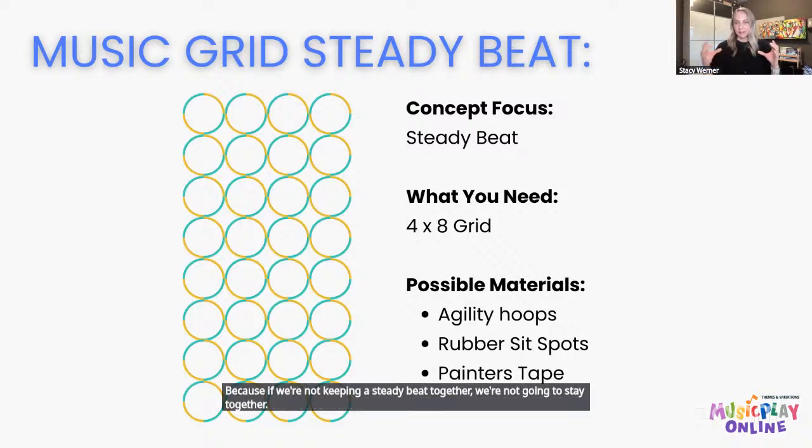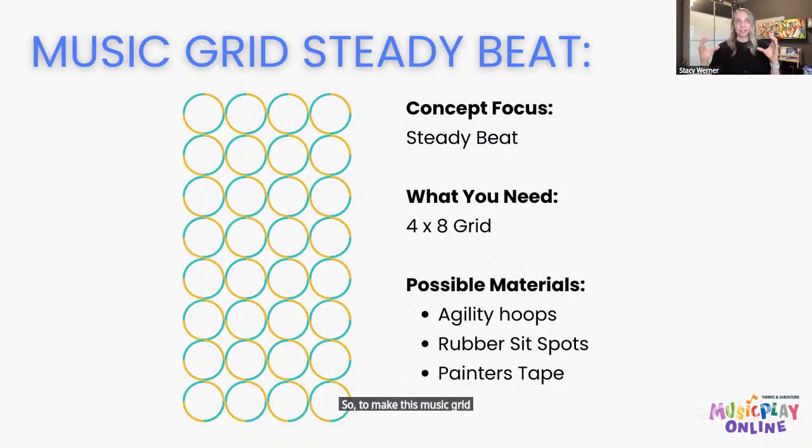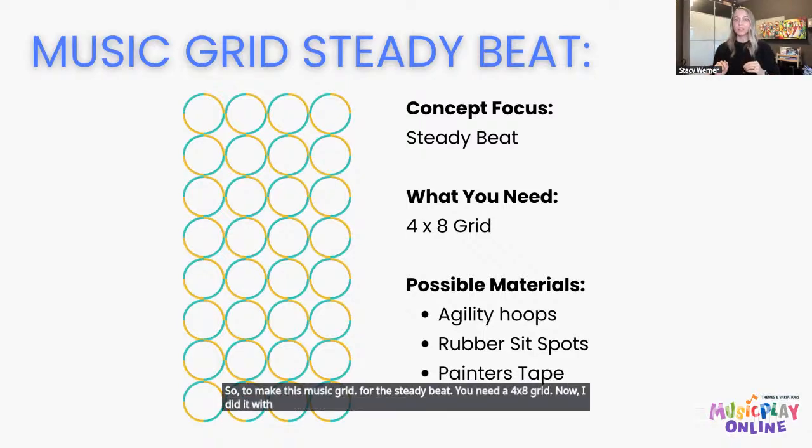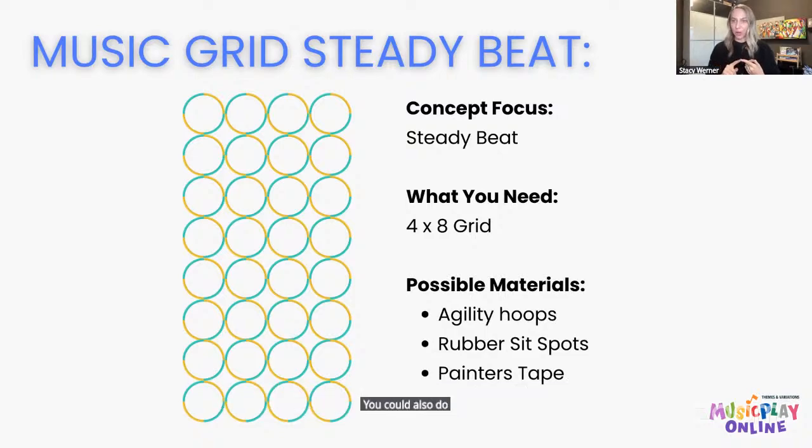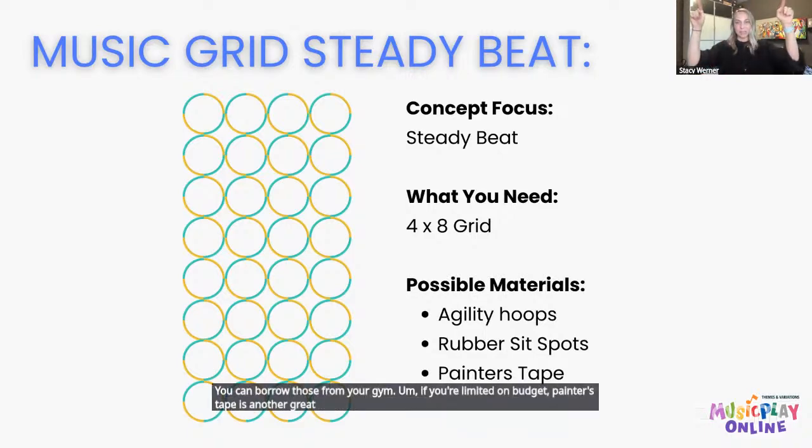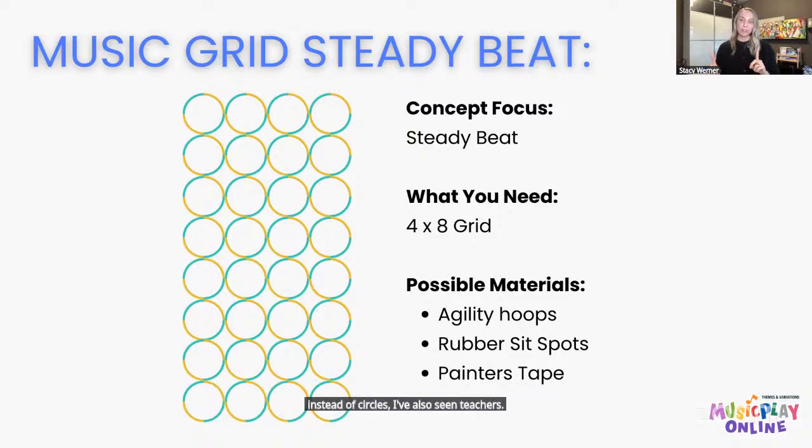So to make this music grid for the steady beat, you need a 4x8 grid. Now I did it with agility hoops. You could also do it with rubber sit spots. You can borrow those from your gym. If you're limited on budget, painter's tape is another great option, and just make squares instead of circles. I've also seen teachers use painter's tape just with dots to show where the students jump.